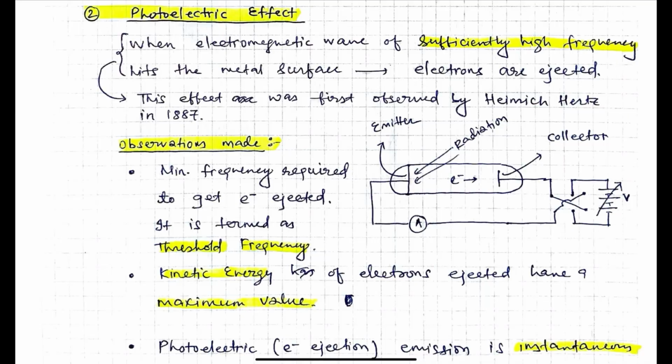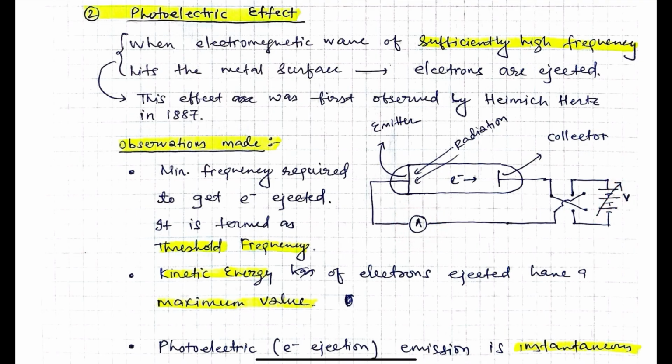So welcome back. Now let's start with the photoelectric effect. When an electromagnetic wave or radiation of sufficiently high frequency hits a metal surface, electrons are ejected out of that metal surface. This effect was first observed by Heinrich Hertz in 1887. This was the simple setup which consists of an emitter, incident radiation, a collector plate, a voltage source of variable voltage, and an ammeter to measure the current.